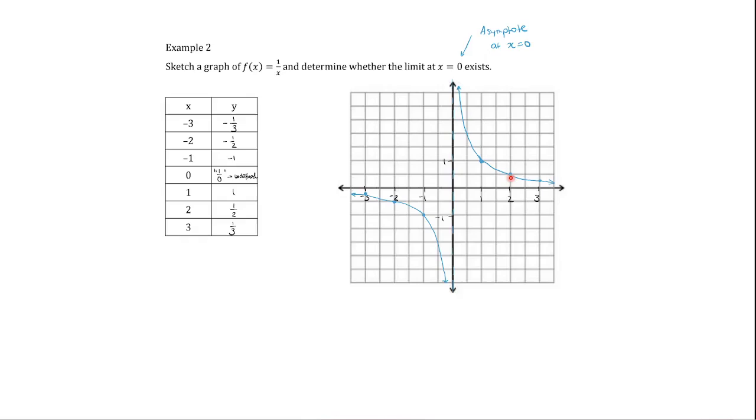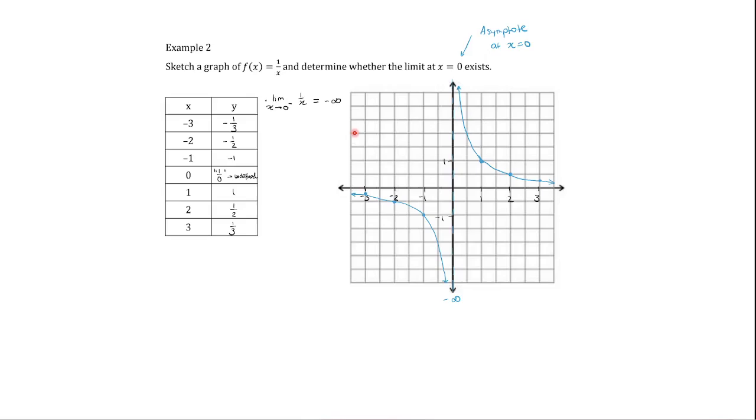Let's take a look at the behavior as we are approaching 0 from the left and as we are approaching 0 from the right. Okay, so here the limit of f of x, or here 1 over x, right? As x approaches 0 from the left, well, what is happening as we are approaching 0 from the left? We are going down, down, down towards negative infinity, right? So the left-hand side limit is equal to negative infinity.